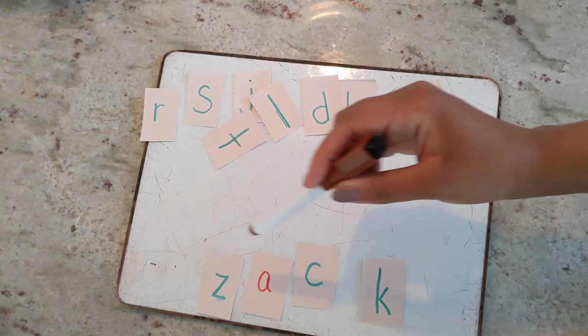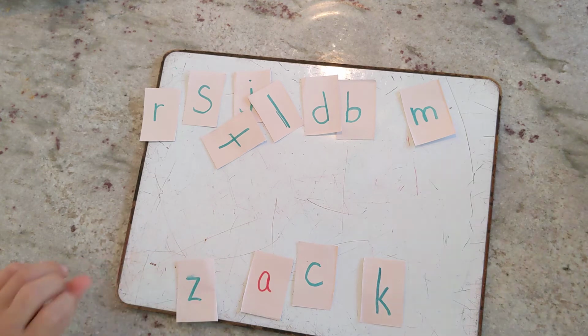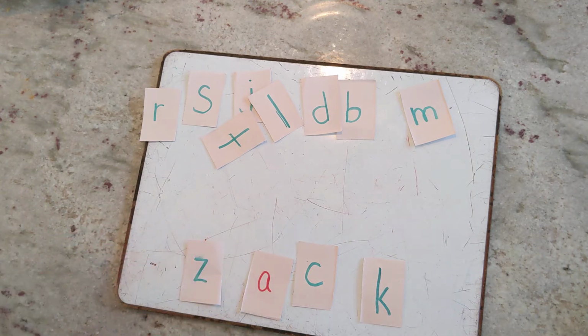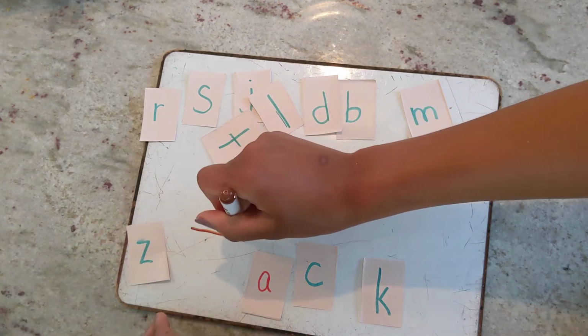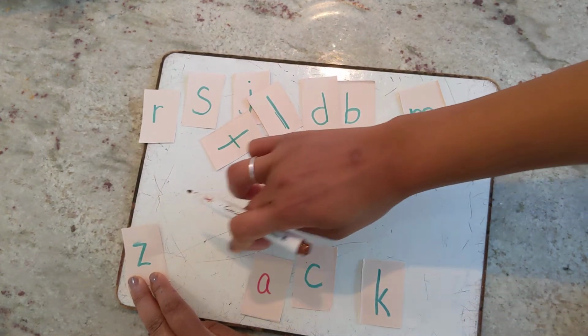Okay, so what would we have to do with that Z to make it a name? To make it a proper name. Uppercase. That's right. It would have to be an uppercase Z. All right. So are you ready for some blends?